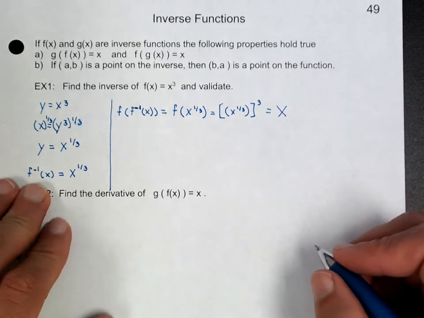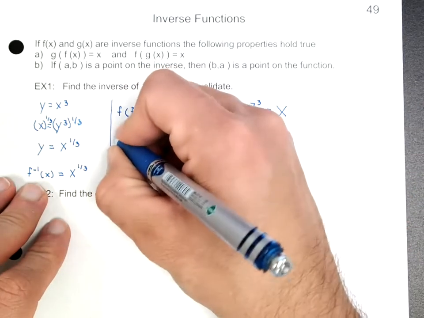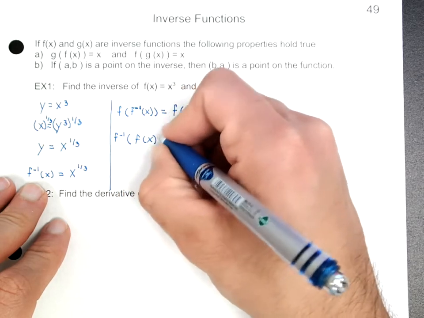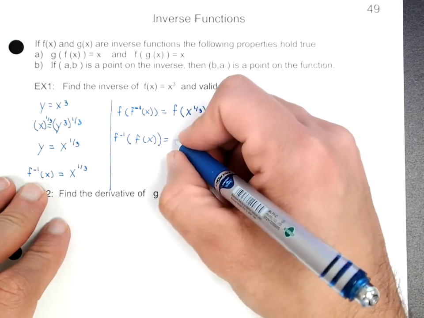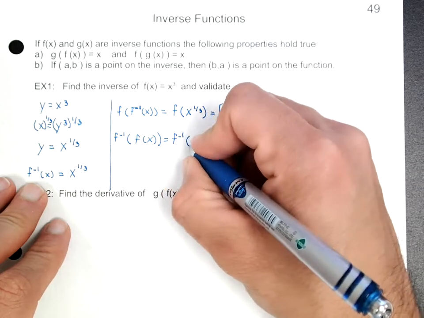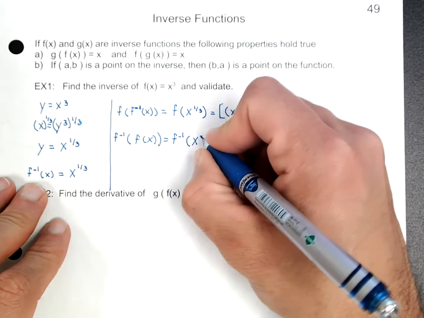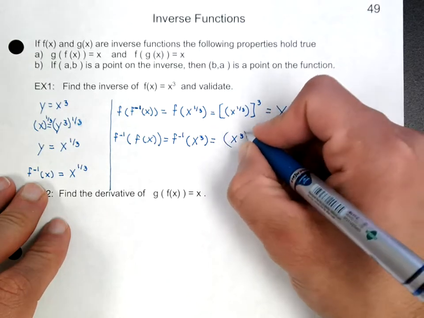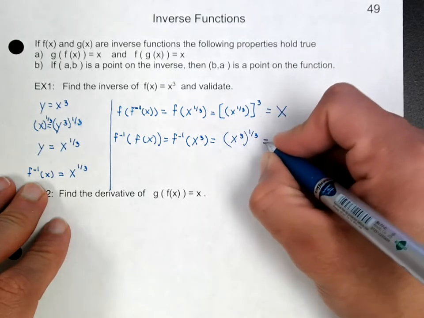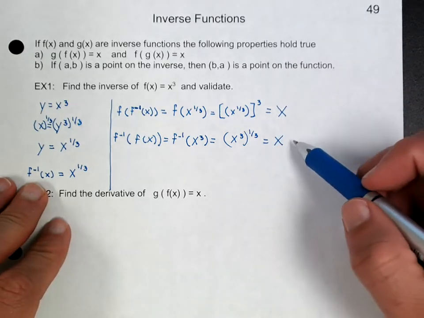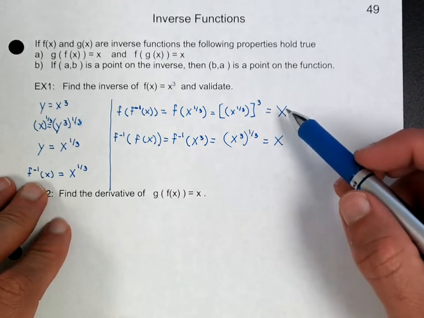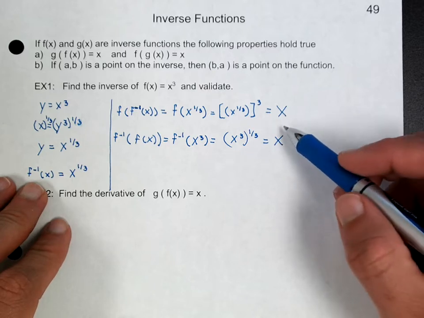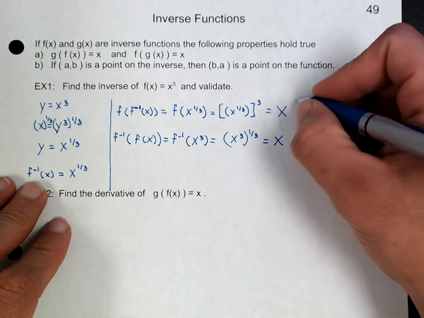Now I'm going to do the opposite. I'm going to grab the inverse function, and inside that inverse function, I'm going to plug in f of x. So when I plug in x cubed into the inverse function, notice that I also get x. And if those two functions have this property right here, then that means they're inverses of one another.